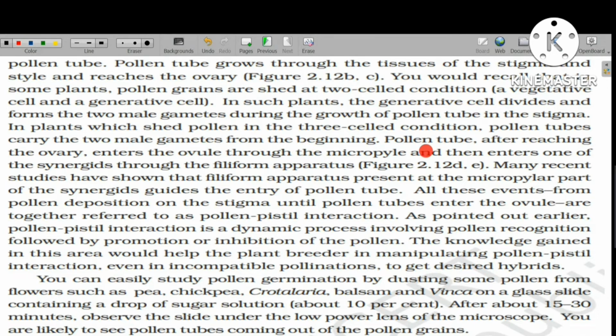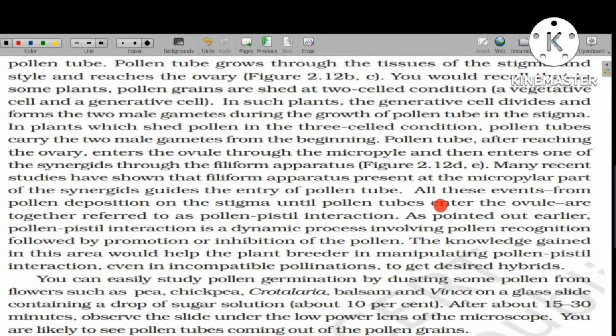Pollen tube, after reaching the ovary, enters the ovule through the micropyle and then enters one of the synergids through the filiform apparatus. Many recent studies have shown that filiform apparatus present at the micropylar part of the synergids guides the entry of pollen tube.